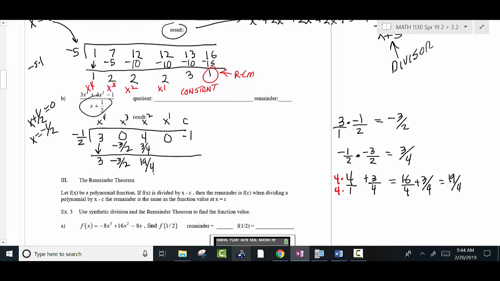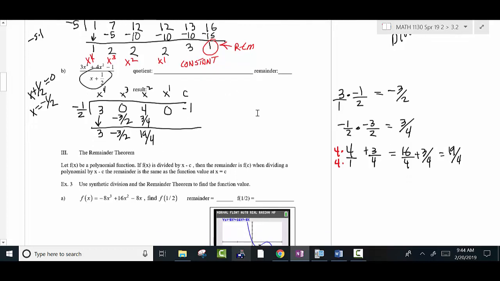Do it with scratch paper if you can't do all this arithmetic in your head, because it's hard to do this arithmetic in your head. Now we multiply. So now we're going to take -1/2 multiplied by 19 over 4. Again, you multiply straight across. So that's -19 over 8. Record the -19 over 8 there, and then we're almost done. Add the column. Do that in your head. That's -19 over 8.